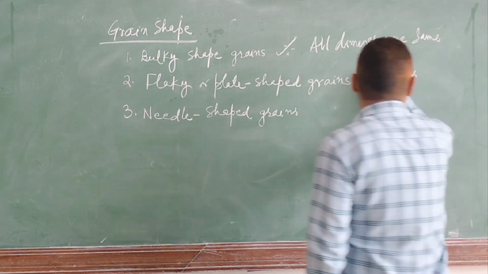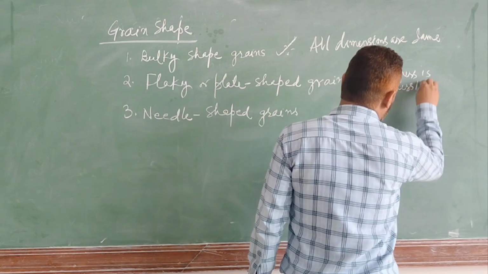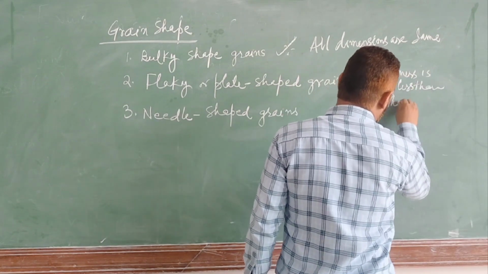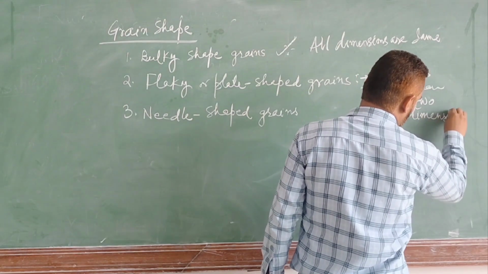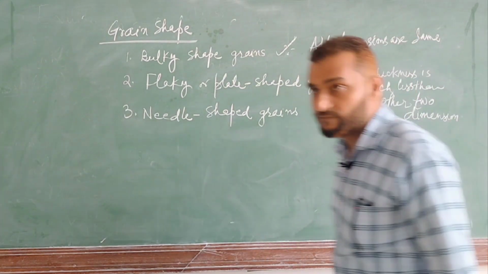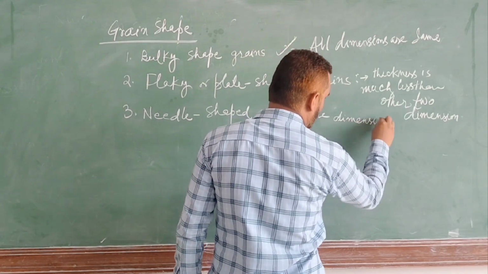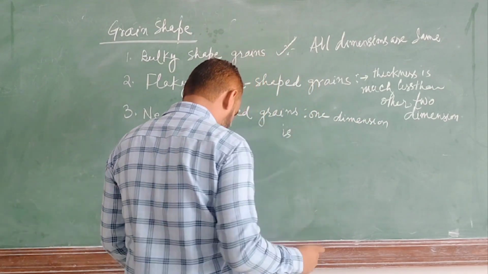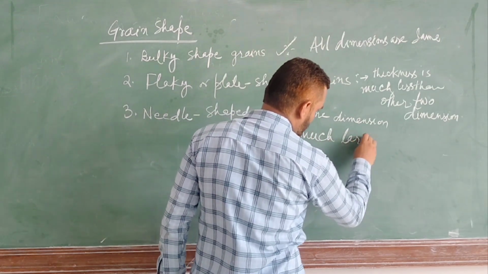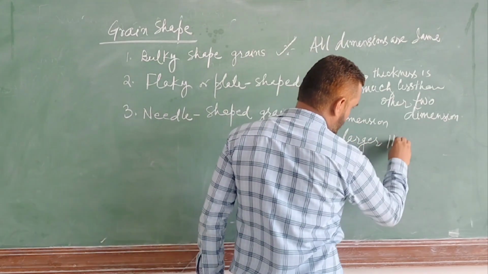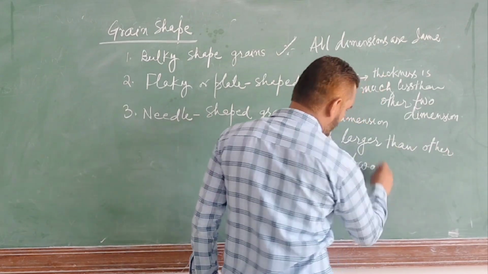Flaky grains or plate shaped grains are the ones in which one dimension of the grain, namely its thickness, bears no relationship with the other two lateral dimensions, which are much larger. Needle shaped grains are the grains in which one dimension of the grain is fully developed and is much larger than the other two.